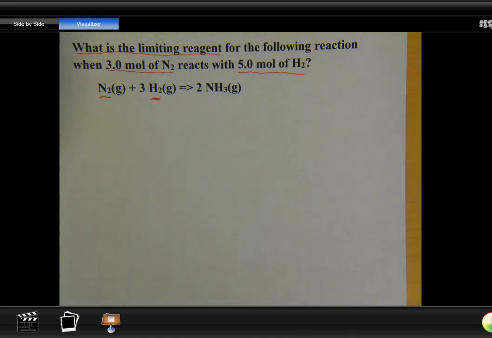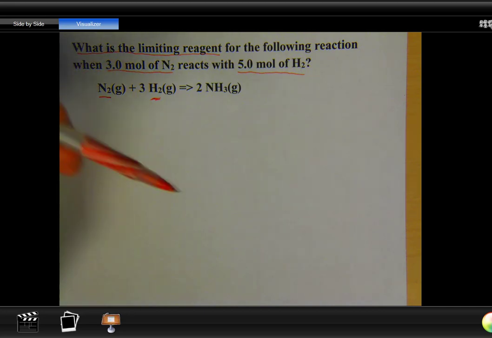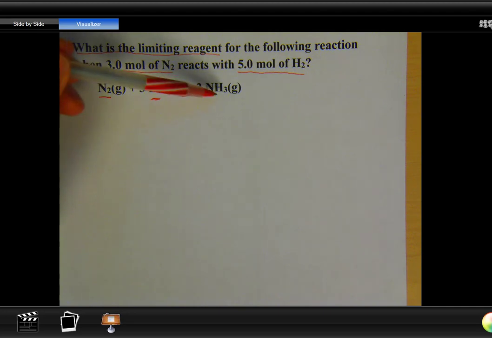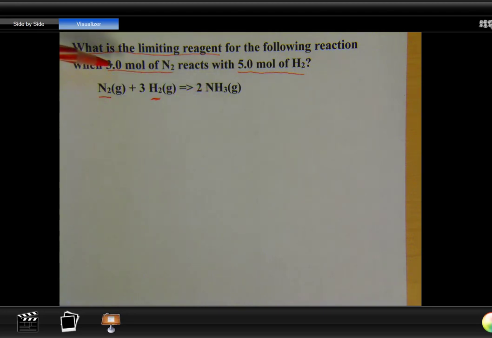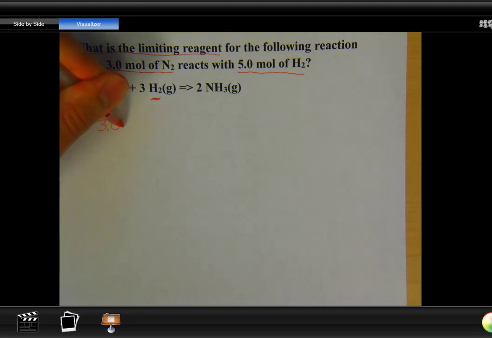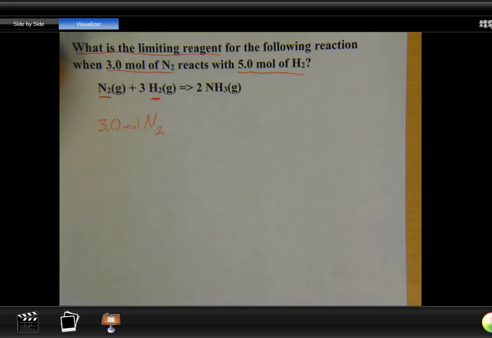So what we need to do here is compare them in terms of the same thing. So how many can we make? How many NH3s can we make from the 3 N2s? How many NH3s can we make from the 5 H2s? So let's go through and do that. Let's start with the N2, simply because that is the first one that is given to us.